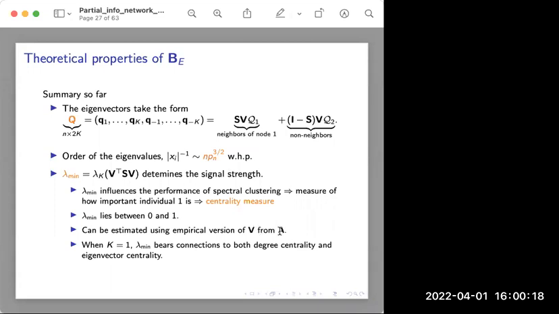because we don't know the population version. And we can also draw connections between this new centrality measure and some of the well-known centrality measures in the literature, which is the degree centrality, which is counting how many neighbors you have, and the eigenvector centrality, where we are looking at the influence of the neighbors you're connected to. So under k equals 1, the special case, we can show lambda mean is a mix of the two. It's related to both centrality measures.